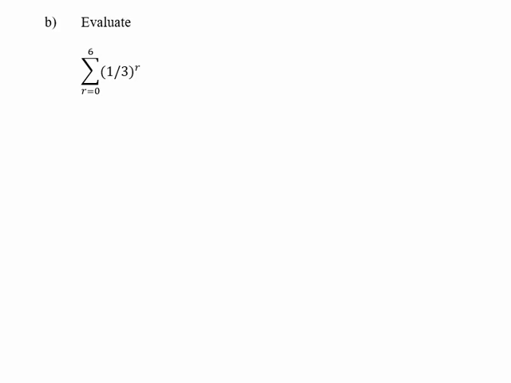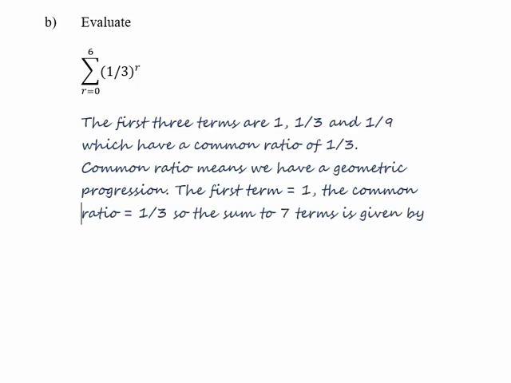Part B, evaluate the sum from 0 to 6. Well, as before, we'll put in values for r. When r equals 0, this is equal to 1. When r is equal to 1, it's a third. And when r is equal to 2, it's a ninth. So we don't have a common difference, but we do have a common ratio, and the common ratio is a third. So we've obviously got a geometric progression.